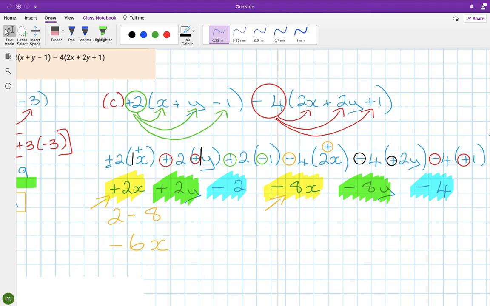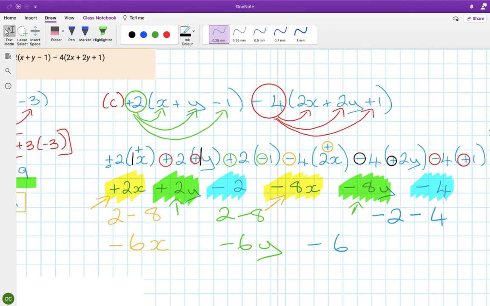Okay? Next is the y family, which I've coloured in green. So the sum for the green is 2 from here, and then again, minus 8 from here. 2 minus 8 is minus 6. And then put back in the family name. Okay, and then in blue, we are doing minus 2 minus 4, which is minus 6.